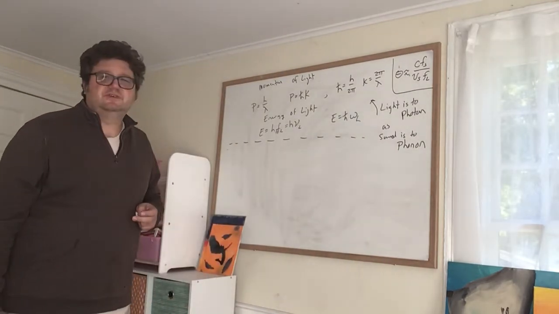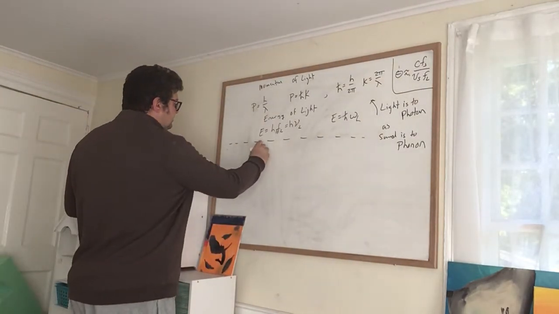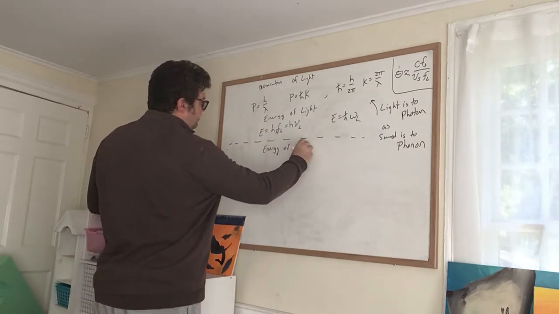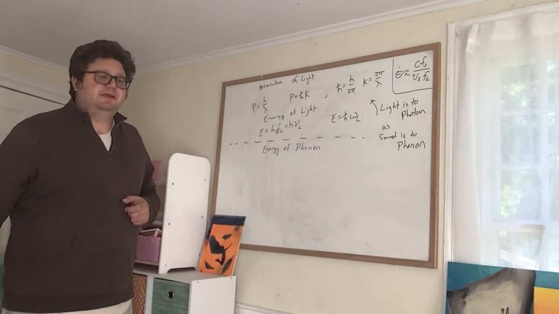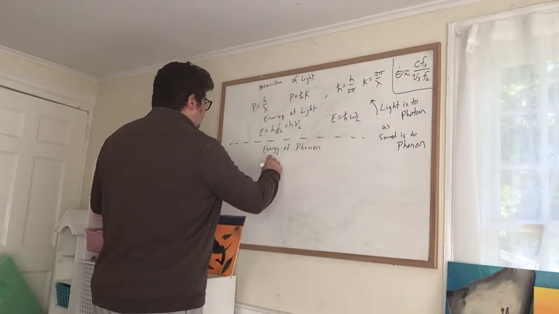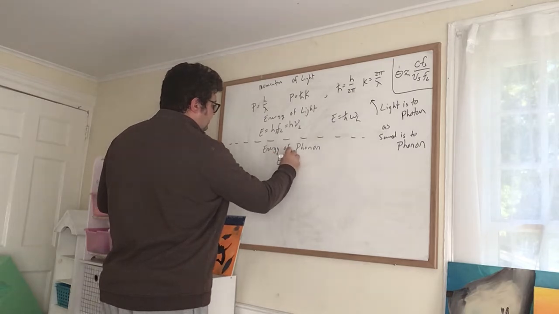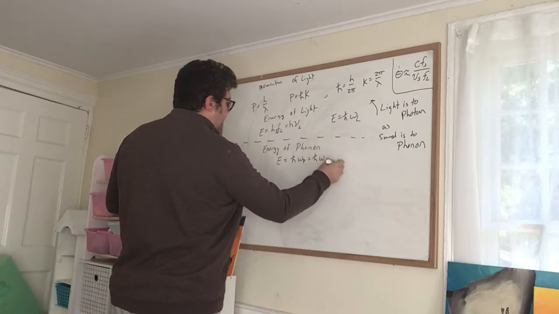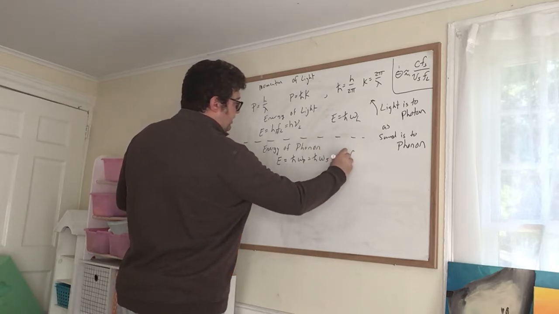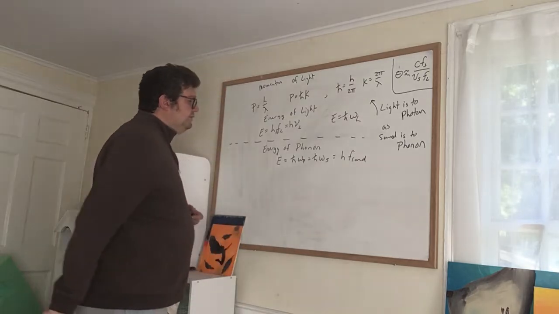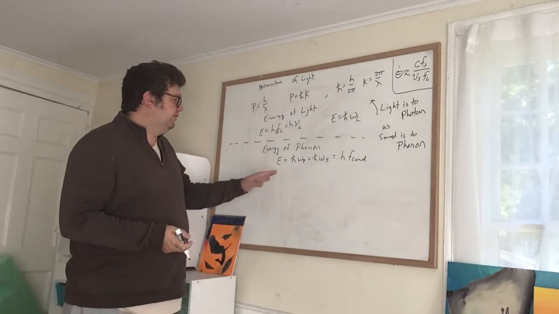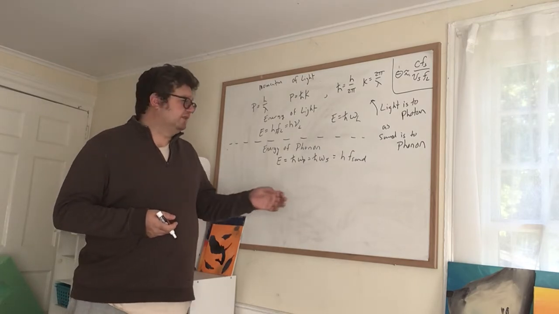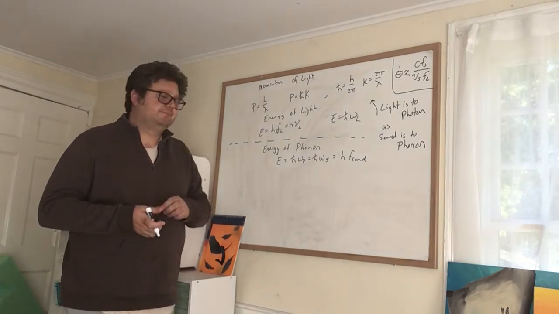And so the equations look very similar, right? So the energy of a phonon is going to be equal to h bar omega phonon, h bar omega sound, or h f sound. Right, so that's going to be the energy of the phonon. It's directly related to the frequency.